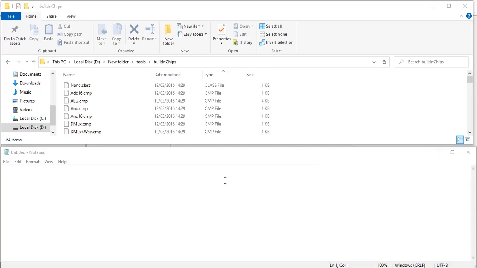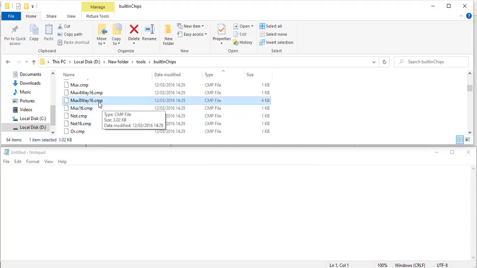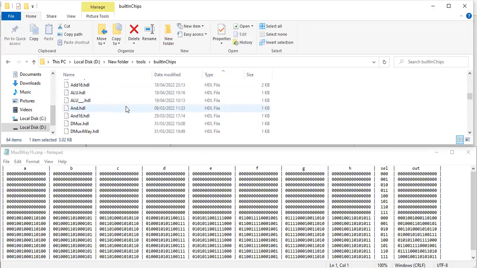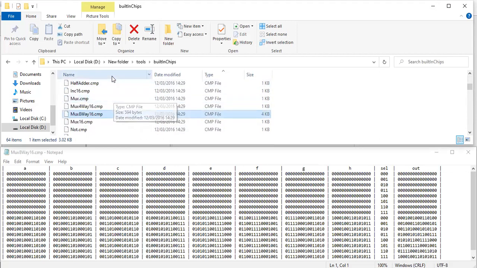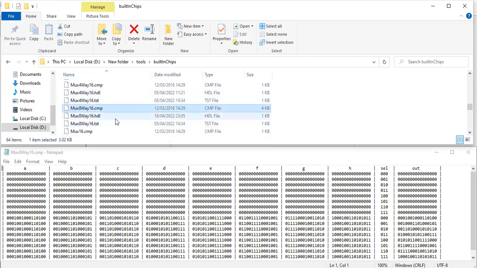Hey again, good morning to all. So last time we ended with, if I'm not mistaken, the development of the HDL for the MUX 8-way 16, which would be this one. Compare file, too. So this is the HDL here, right?